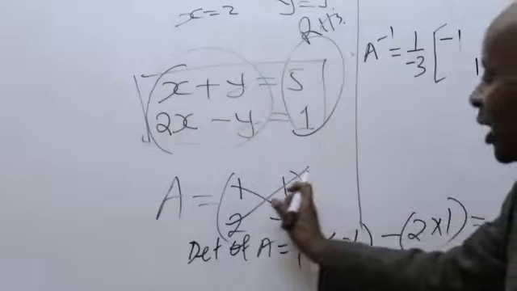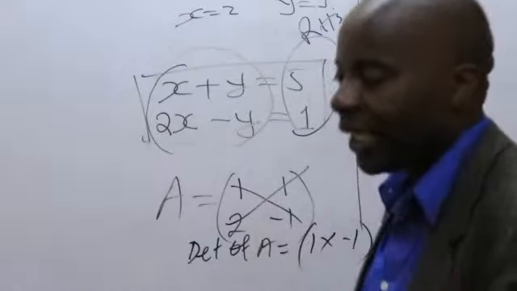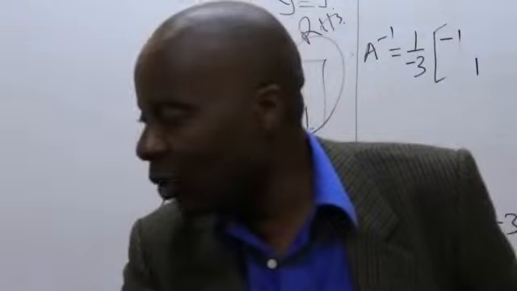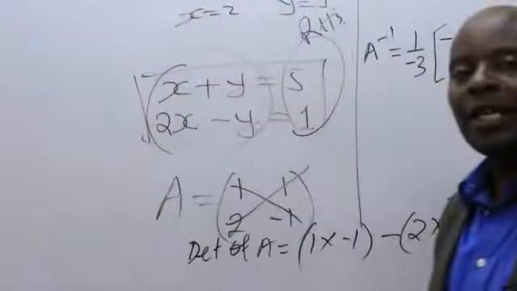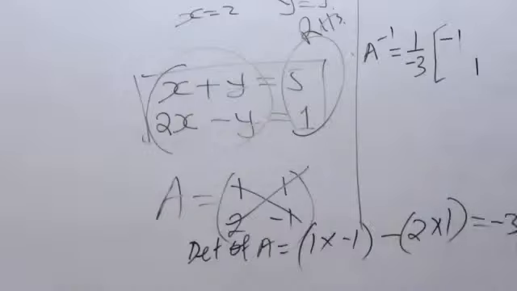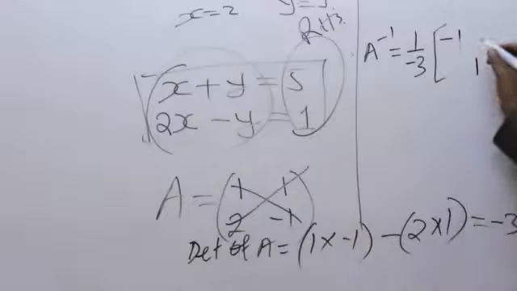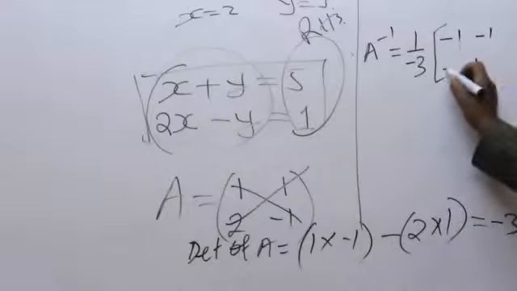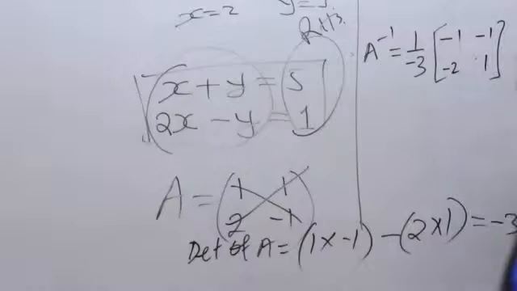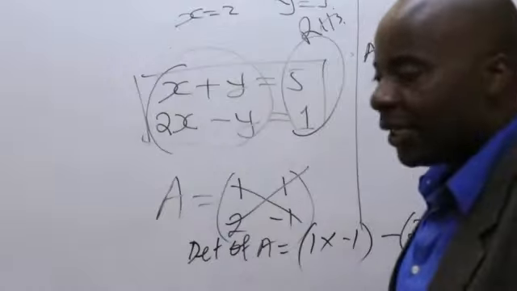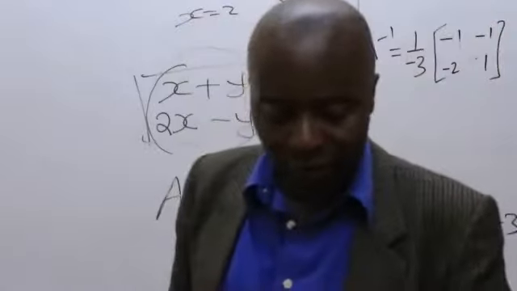And then we have the secondaries, we leave them where they are, but we change their signs. What have we said about secondary? Secondary, we shall leave them where they are, but change their signs. Both of them were positives, so here both of them will be negatives. Now, ladies and gentlemen, that is our inverse of matrix A, the inverse of the base matrix.